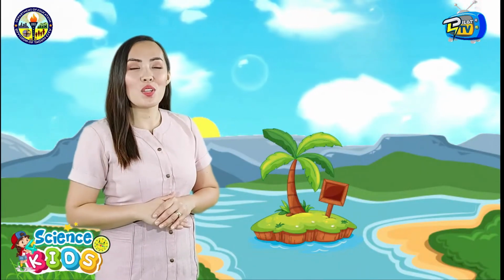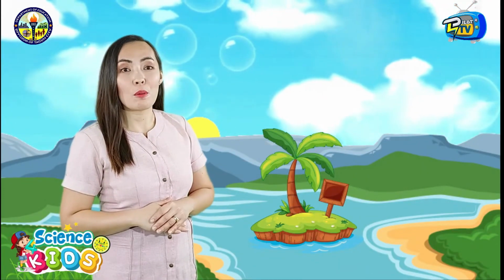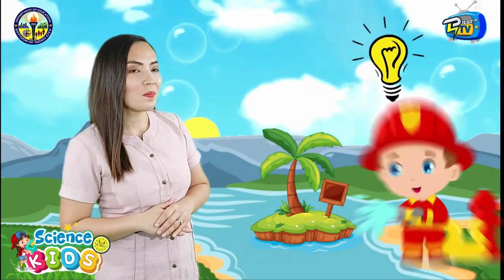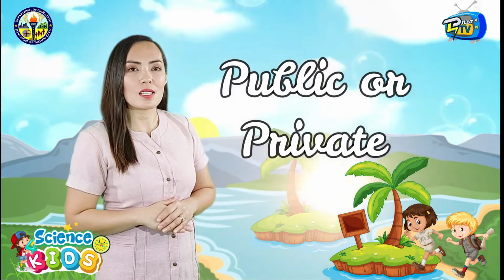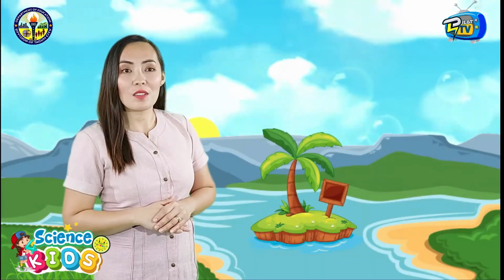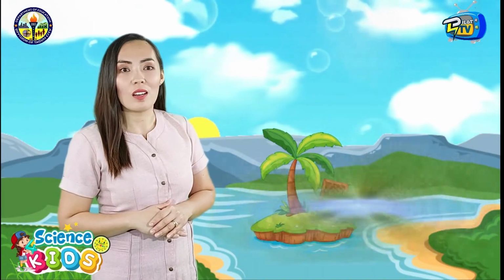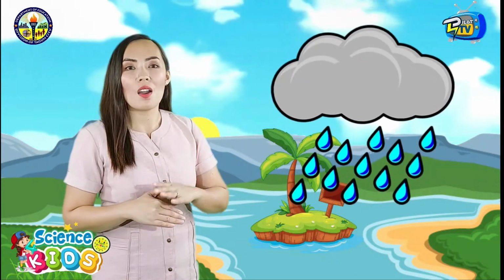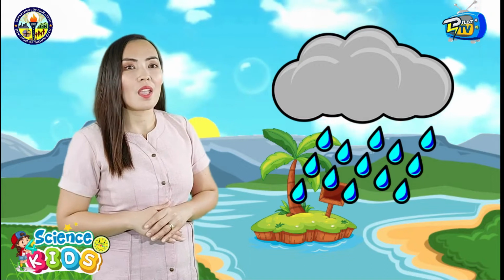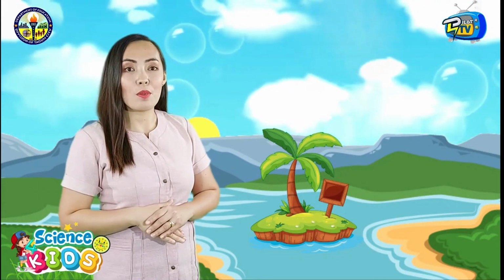Kids, did you know that water can be obtained from a variety of places? It can originate from public or private sources. It may originate from either a small or large body of water. Clouds are the source of rainwater. There are three major water bodies. The type of water is determined by the source.